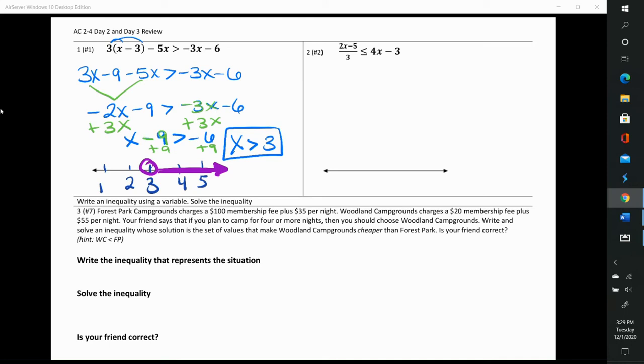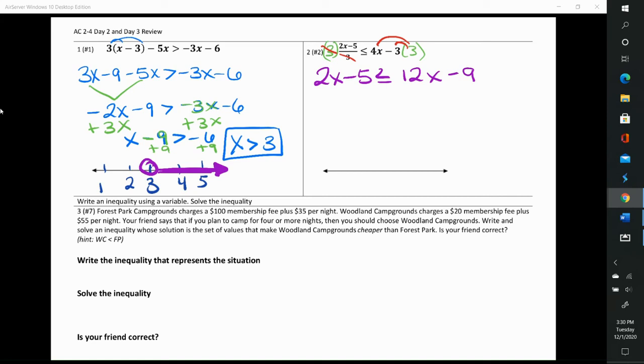For number 2, because we're dividing this whole side by 3, we can eliminate that fraction by multiplying both sides by 3 to start. What that's going to do is cancel out the denominator because 3 over 3 is 1. And then we're going to want to distribute 3 times 4x minus 3. 4x times 3 is 12x. Negative 3 times 3 is negative 9.